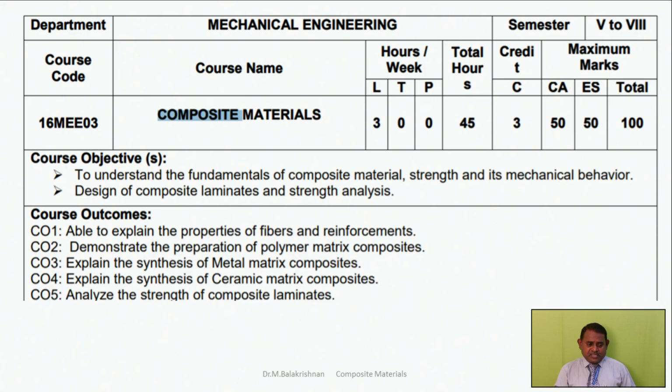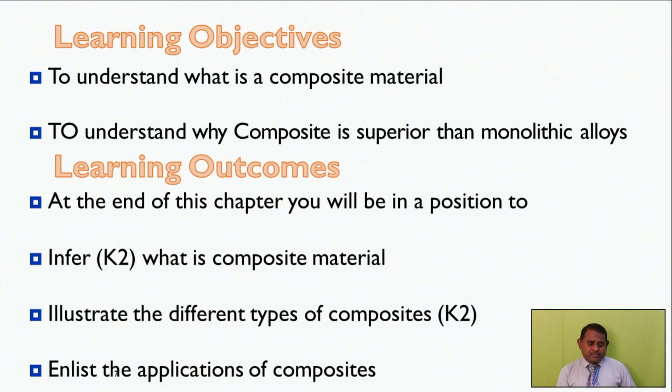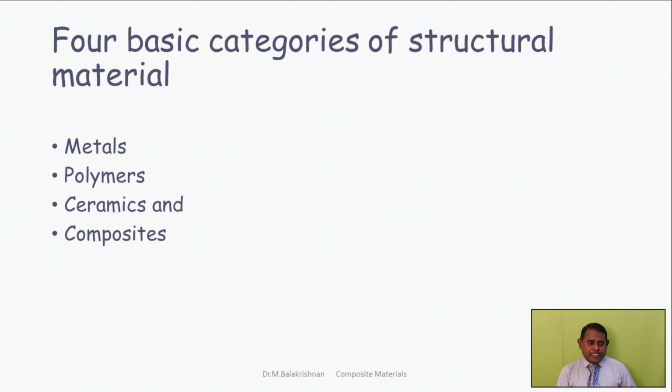and reinforcement. So with this course outcome, we are going to discuss the various learning objectives: to understand what a composite material is, and to understand why composite is superior to monolithic alloys. And the learning outcomes of this session: at the end of this chapter, you will be in a position to infer what a composite material is, illustrate the different types of composites, and enlist the various applications of composites.